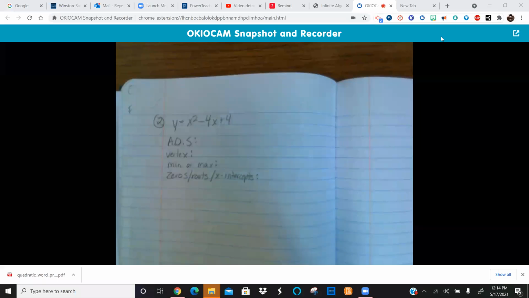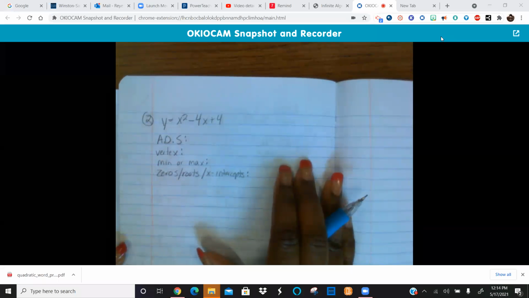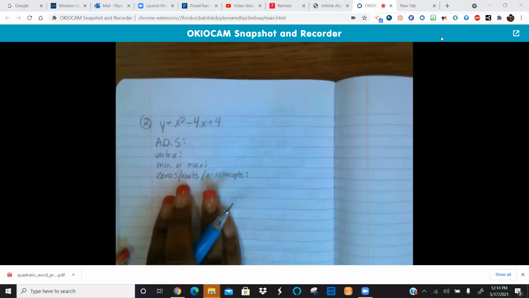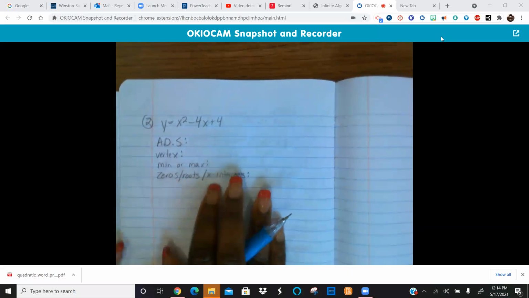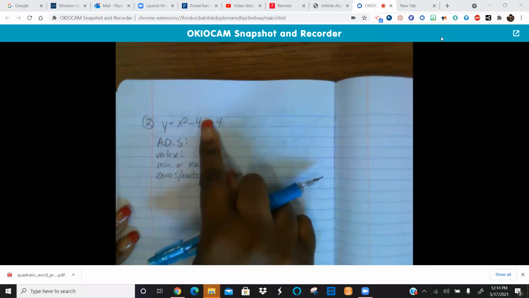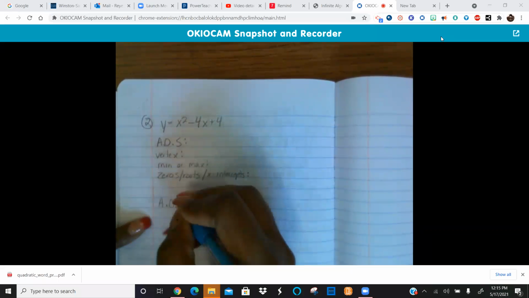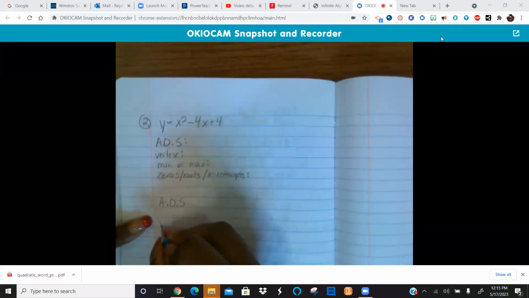All right, so we're going to find these values in the calculator, but before we do, we are going to do this pencil and paper like we did on Friday. So let's find our axis of symmetry first. So we're going to do AOS first. AOS is axis of symmetry. What is the formula for axis of symmetry?